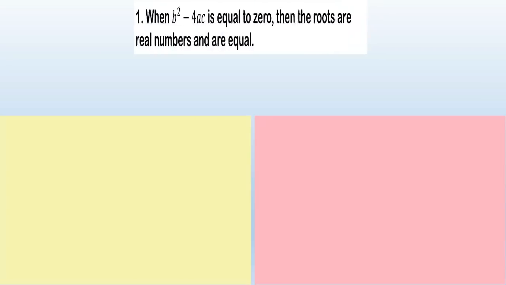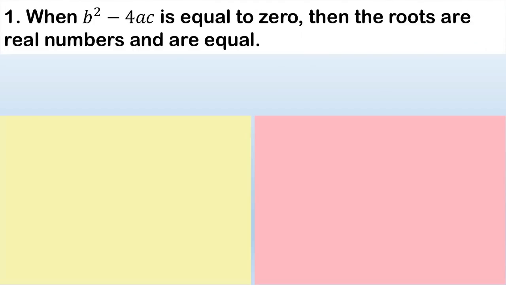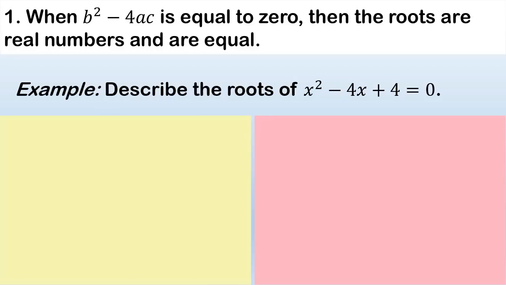To determine the concept of this lesson, let's identify the first nature of the root. Number 1. When b squared minus 4ac is equal to 0, then the roots are real numbers and are equal. So what does it mean? Let's try to solve the given example. Describe the roots of x squared minus 4x plus 4 equals 0.